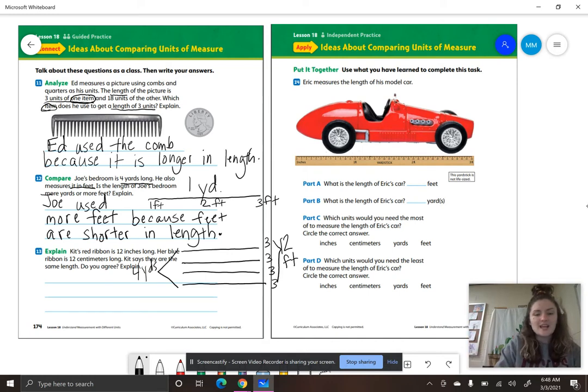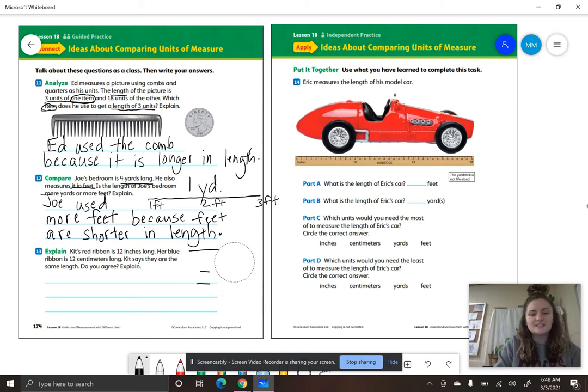And I'm going to make sure to end that with a period because I am a smarty and write complete sentences. Are you making sure to write complete sentences? I sure hope so. All right, number 13.